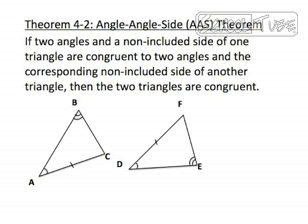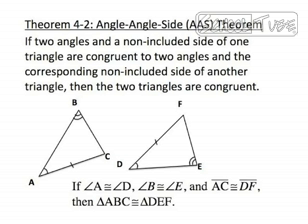Okay, so now let's look at angle side. Theorem 4.2, the angle side theorem, states that if two angles and a non-included side of one triangle are congruent to two angles and the corresponding non-included side of another triangle, then the two triangles are congruent. So, if angle A is congruent to angle D, angle B is congruent to angle E, and segment AC is congruent to segment DF, then triangle ABC is congruent to triangle DEF.